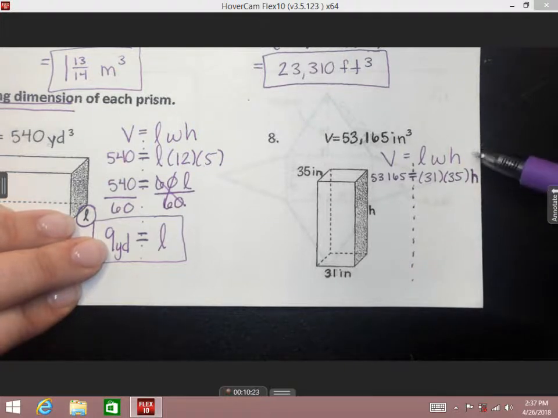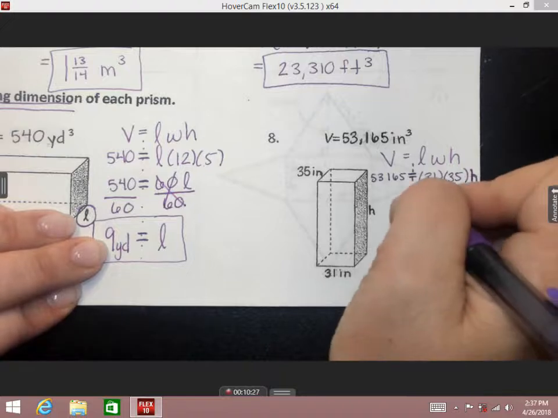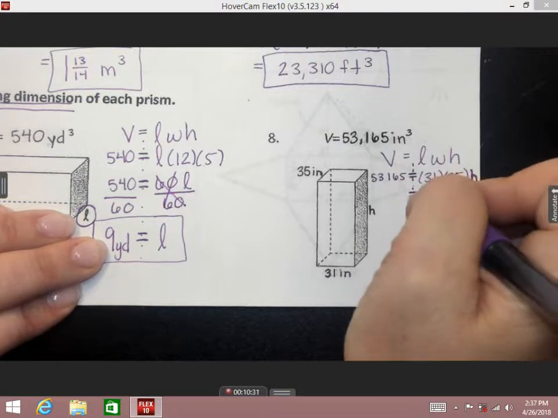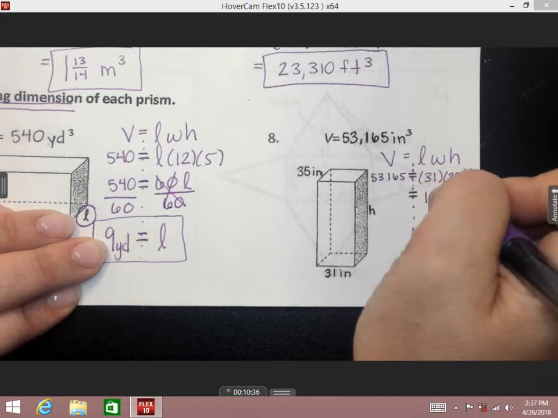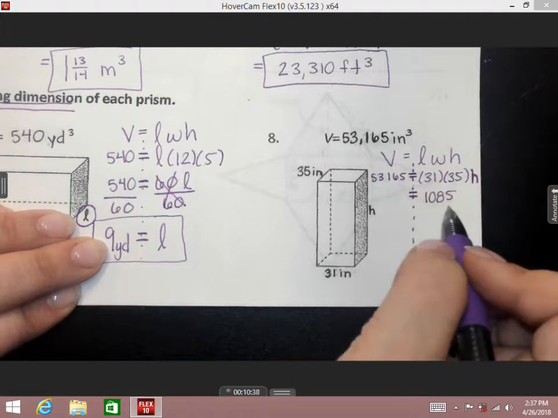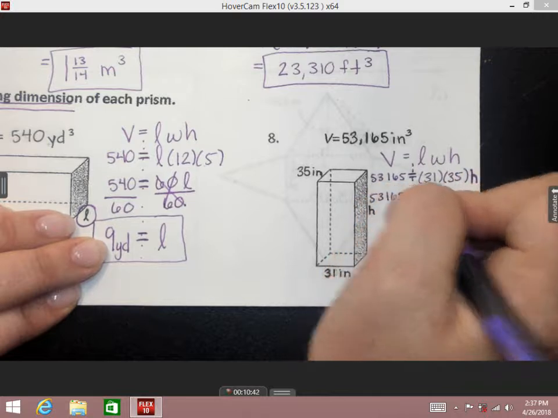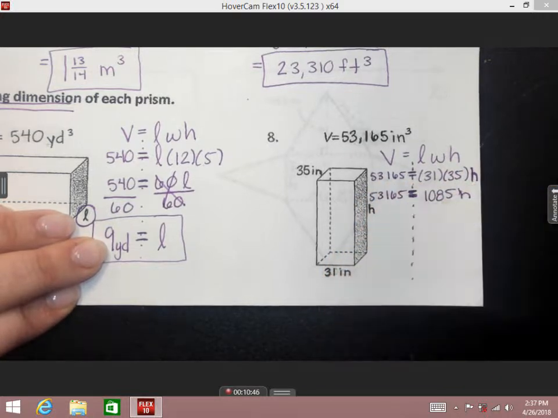We had our formula. We wrote our numbers. The next step is going to be to multiply. So we're going to multiply those two numbers that we have next to each other. When I multiply those two numbers, I get 1,085. All right, and everything else I'm going to bring down. So 53165 and my H, and I'd already written the equal sign there, so I didn't leave it out.